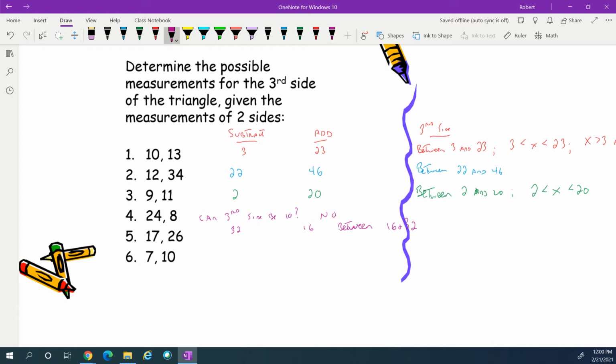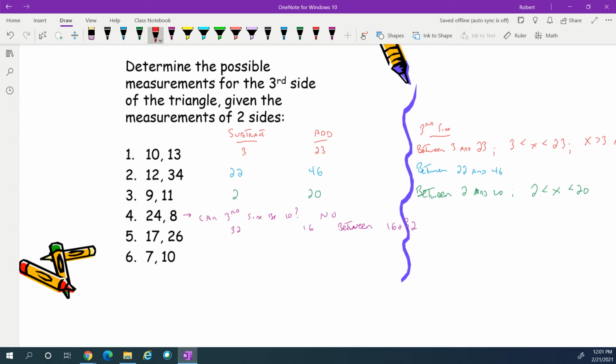10 is not between 16 and 32. So we could be asked what the possible values or the range of values are. We can be asked, can that third side be this value? And our answer is no in this case. So that was number 4.